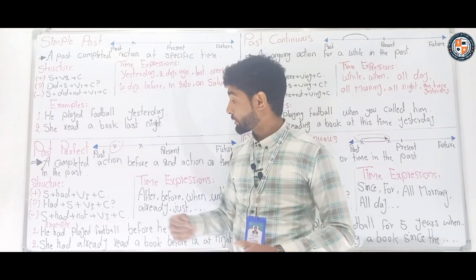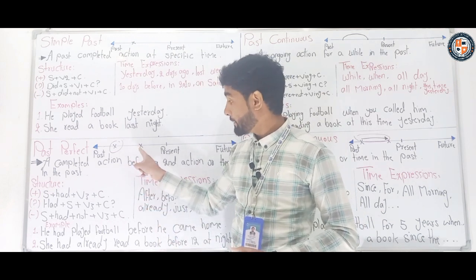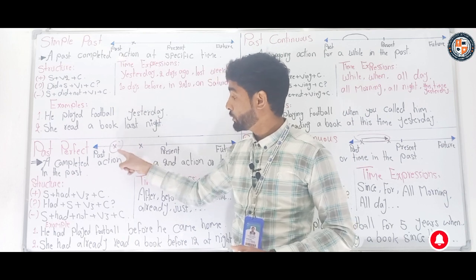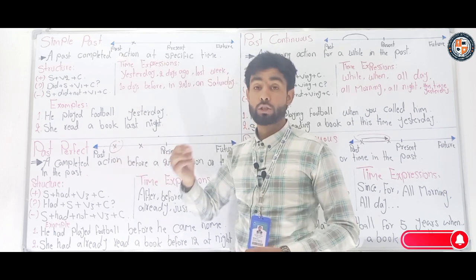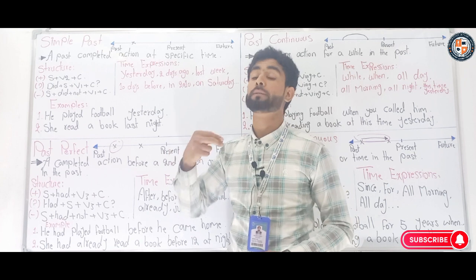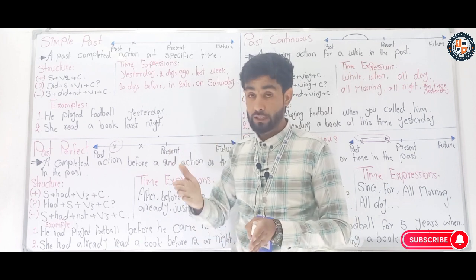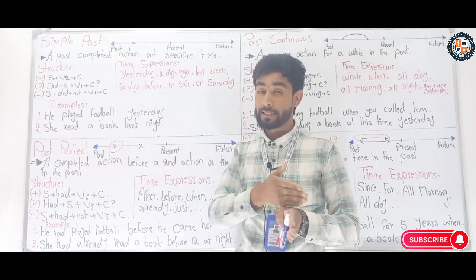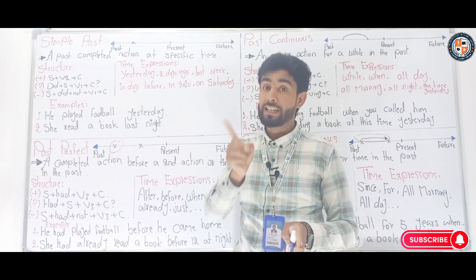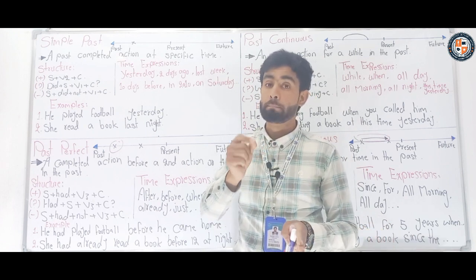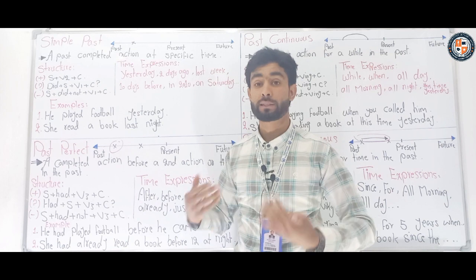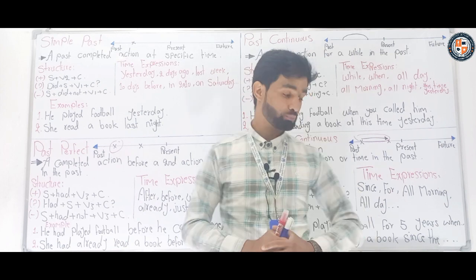If we say this sentence in the past perfect: he had played football before he came home. So there are 2 actions. He came home. Before he came home, he had played football. So the first action was done before the second action. The first action, he played football. Second, he came home. He had played football before he came home. It's a past perfect sentence.